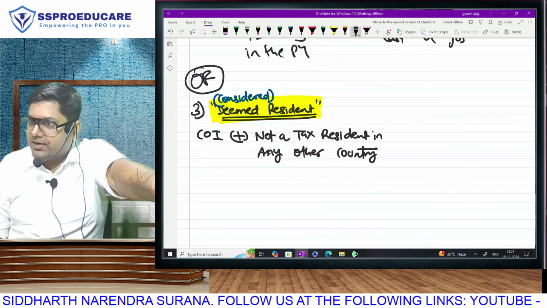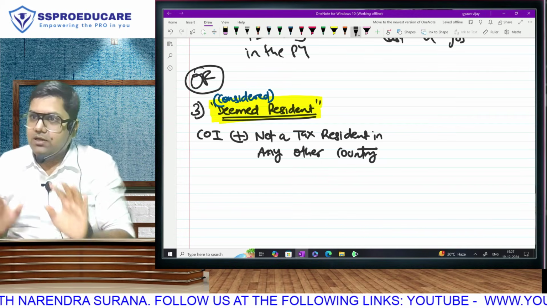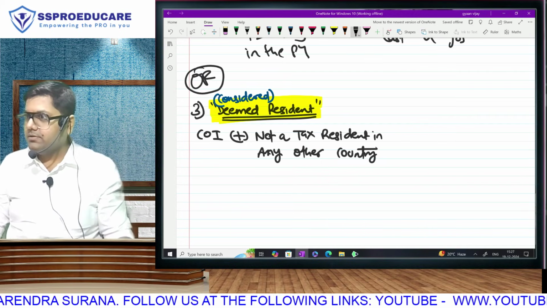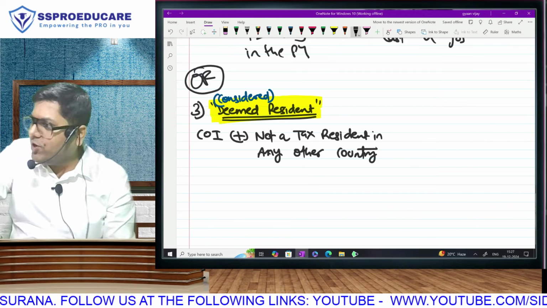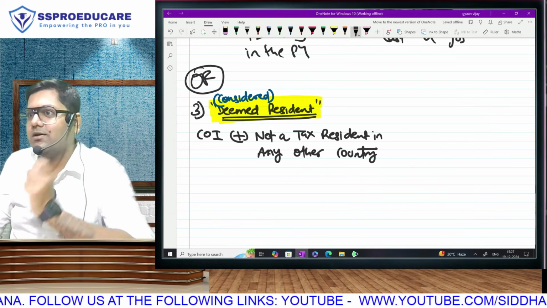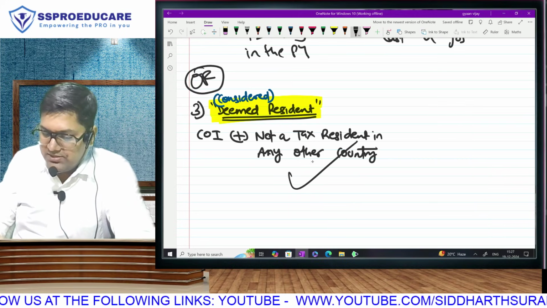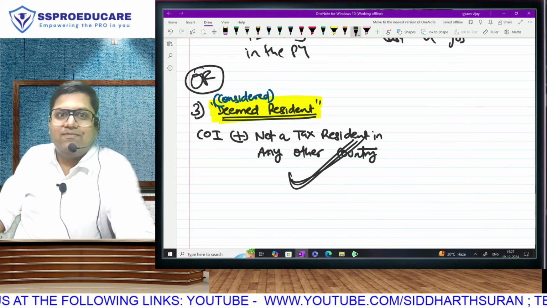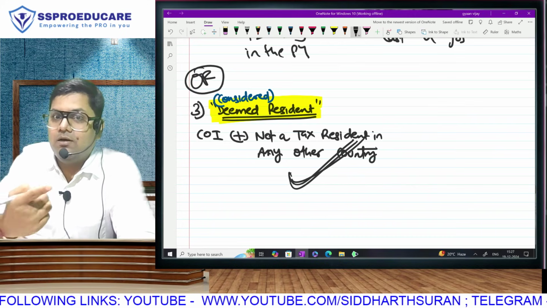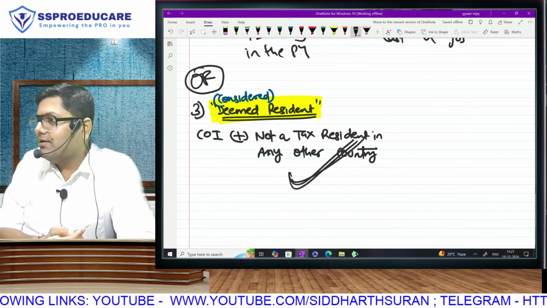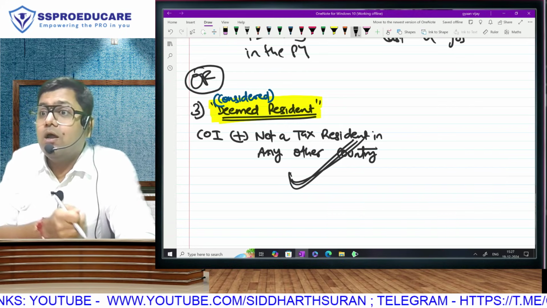Supposingly Indians settled in Dubai 10 years ago. So obviously India mein you are not a resident. And Dubai mein there is no income tax. In a country where there is no income tax, you can never become resident. There is no income tax in Dubai. You can never become resident. That means, are you fulfilling this? Not a tax resident anywhere else. You are living in a tax haven and therefore you will never become a resident there. Anybody living in a tax haven can never become a resident because there is no tax.